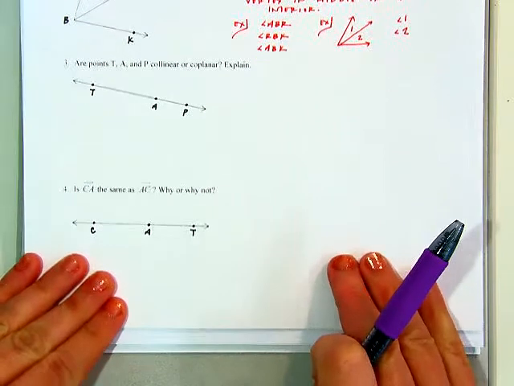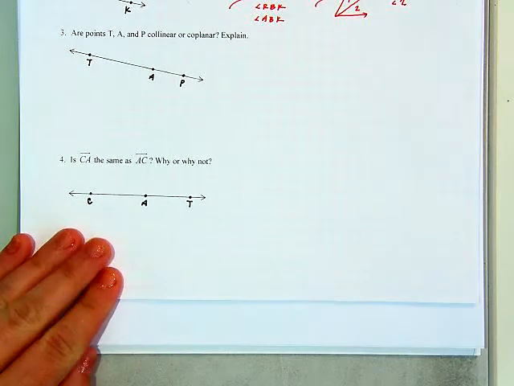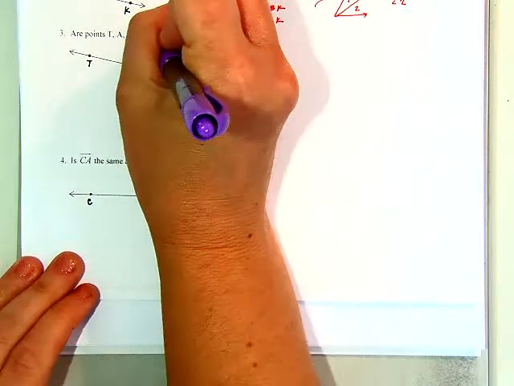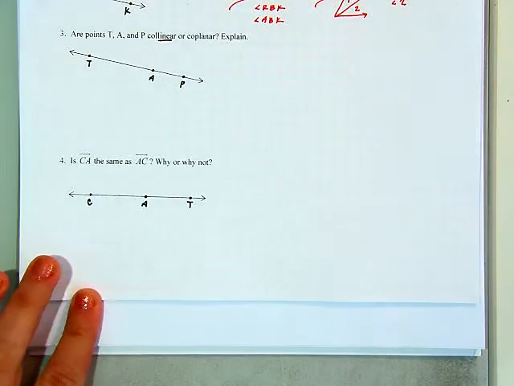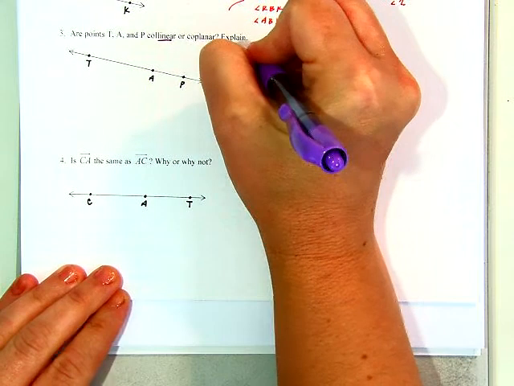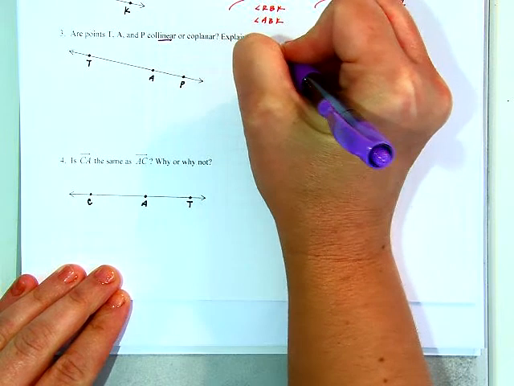Slide it on up. Are points T, A, and P collinear or coplanar? Explain. Let's just tackle one at a time. Collinear means points are on the same straight pathway, on the same line. Remember, it has the word "line" built into it right there. So are points T, A, and P collinear? Are they on the same line? Yes, absolutely. So yes, collinear.